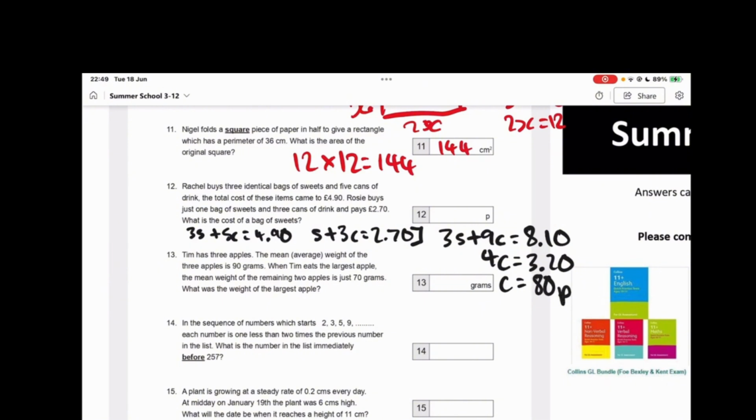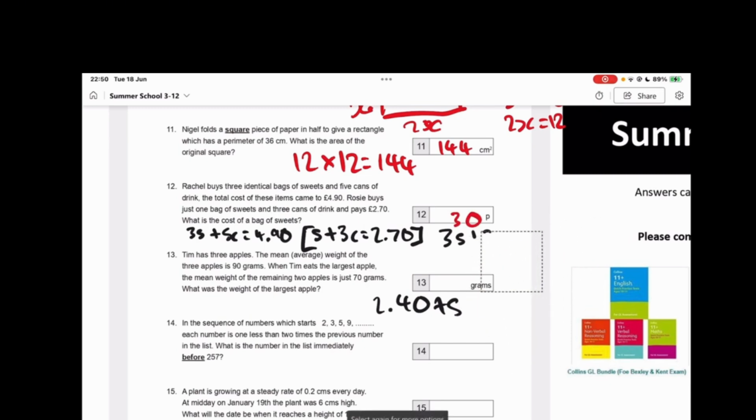So if 1 can is 80p, well, we can do 3 times the 80p, which is £2.40, and take this equation, and then we know that £2.40 plus the sweets is equal to £2.70, so 30p will be the answer. So the price of 1 bag of sweets is 30p. Now I'll just clear out some space.